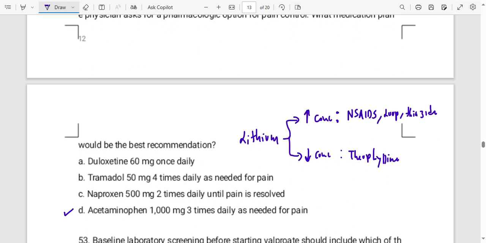So you don't give this drug, because it is going to reduce the concentration of your lithium. And also things like caffeine. Caffeine will also reduce the concentration of lithium. So these two guys.